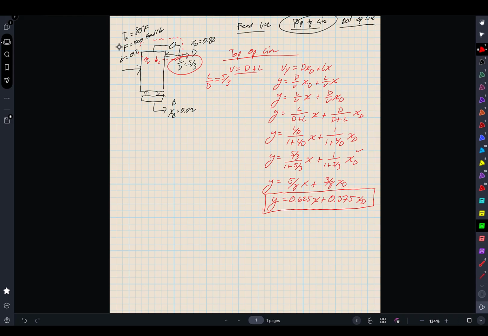Next, what we can do is go to our bottom operating line. So if we say we have our bottom operating line right here, so bottom.